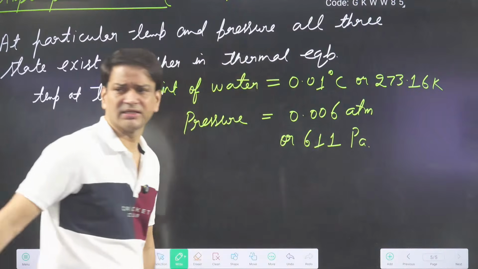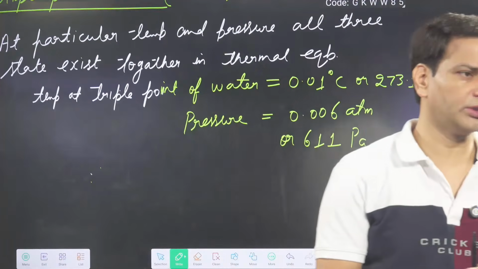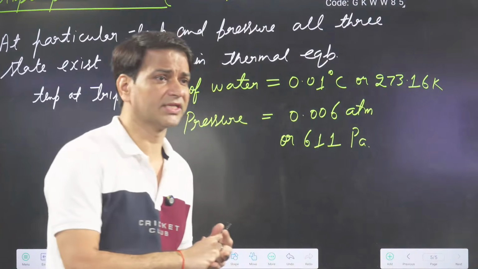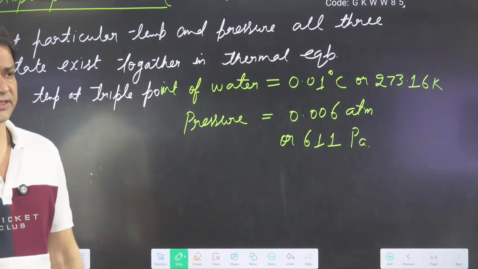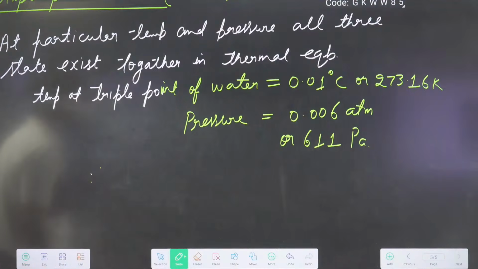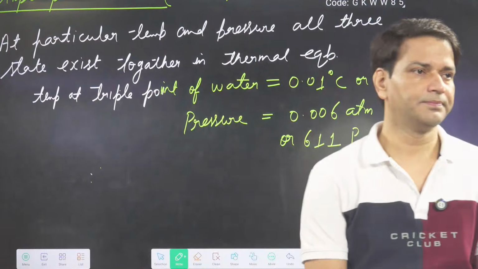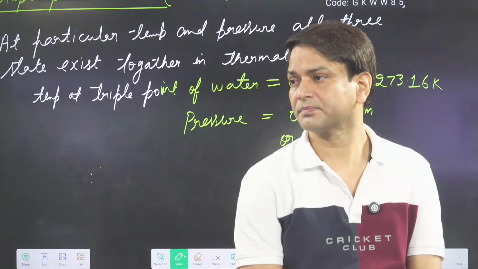So like in the NCERT they given the graph for the water triple point. So this value also we have to remember. Triple point temperature is what? 273.16 Kelvin or 0.01 degree C, and the pressure is what? 611 Pascal for the water particularly. Okay. Completed.